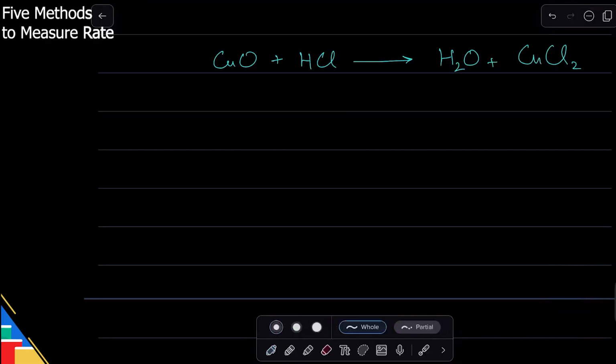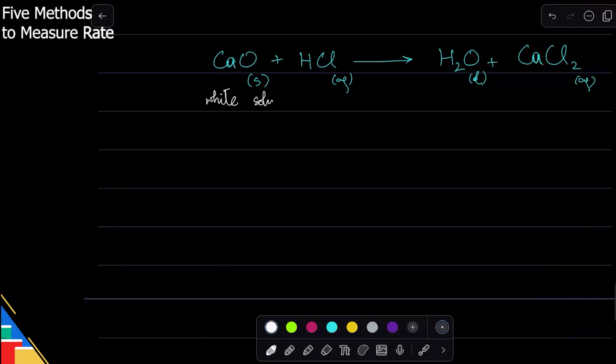In fact, let's take calcium. Okay, so now this is solid, this is aqueous, this is liquid, and this is also aqueous. Now here's the thing. Let's first see, will this be white or colorful? Calcium oxide. White, yes, it will be white. And it's a solid. So you will see a white solid.